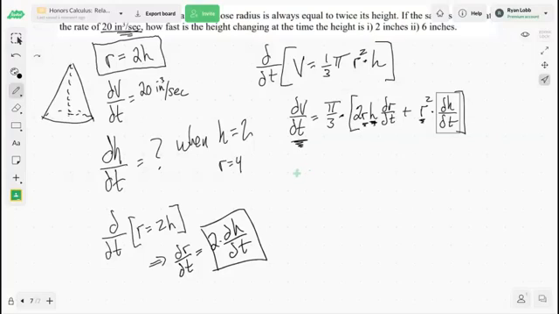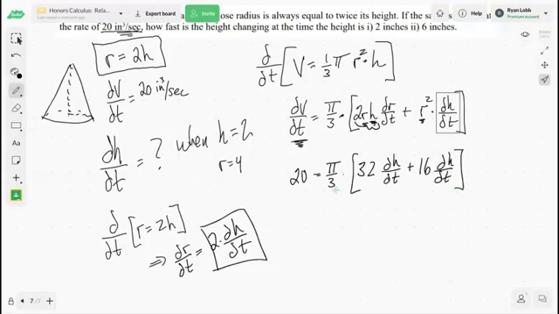Okay, dv dt. What's dv dt? 20 cubic inches. Okay, pi over 3 times 2 times r times h. 2 times r is 4, h is 2. So 2 times 4 times 2 is 16. This is all 16 here, times dr dt, right? Here's dr dt, times 2 dh dt, which is 32 dh dt, plus r squared, 16 dh dt.